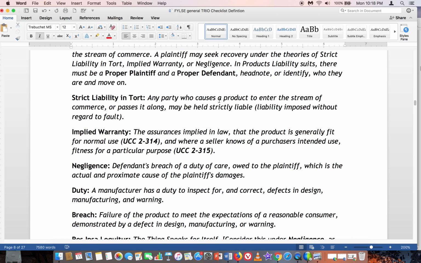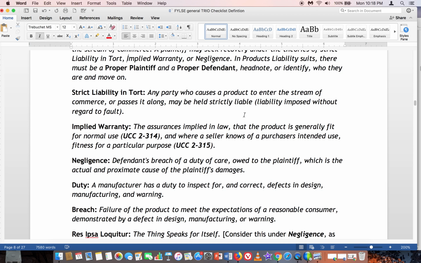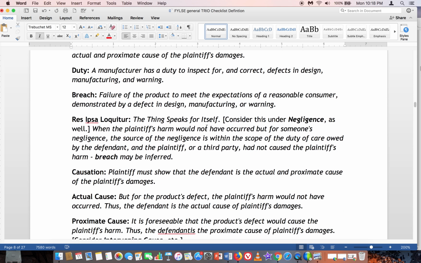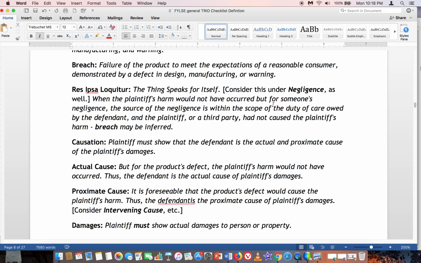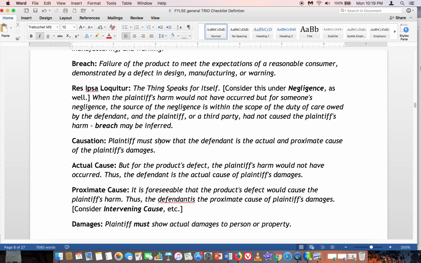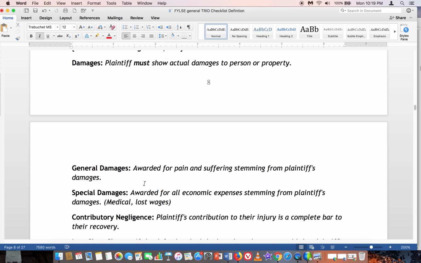Now, strict liability in tort: any party that causes a product to enter the stream of commerce may be held strictly liable. Liability is imposed without regard to fault. So you've got implied warranty, and res ipsa loquitur, you know what that means. The thing speaks for itself. When a plaintiff's harm wouldn't have occurred without someone's negligence, the source of the negligence is within the scope of the duty of care owed to the plaintiff, and the plaintiff and a third party had not caused the harm, breach may be inferred. So causation, you've got to show actual and proximate cause, and then you've got to show the damages.